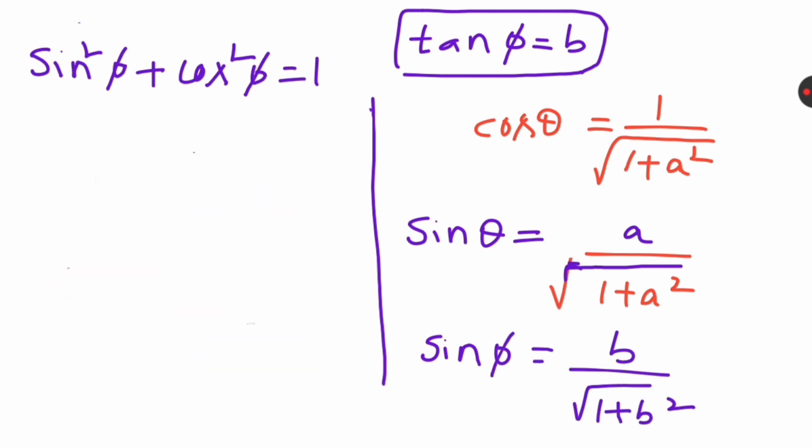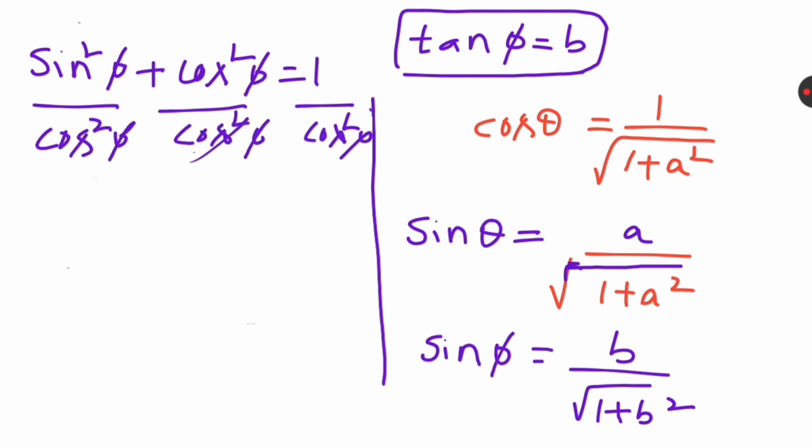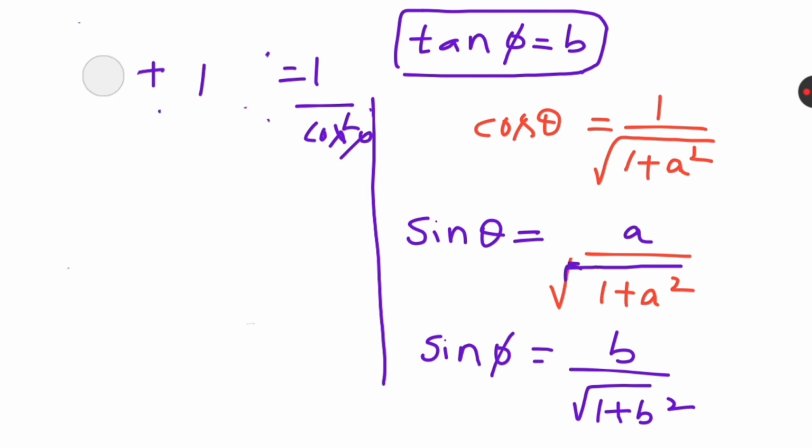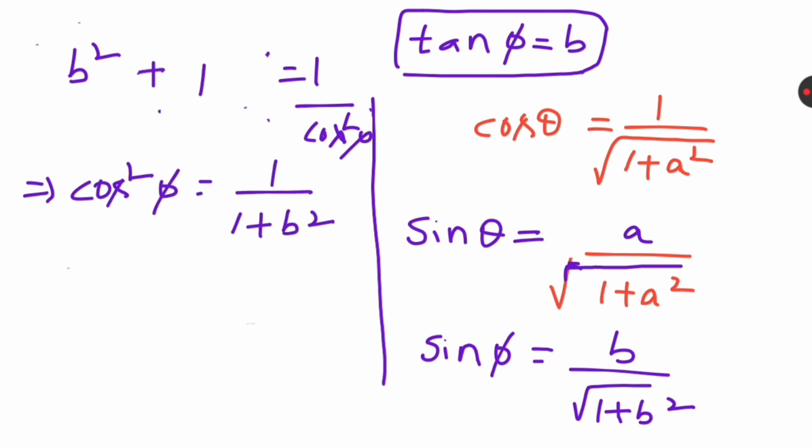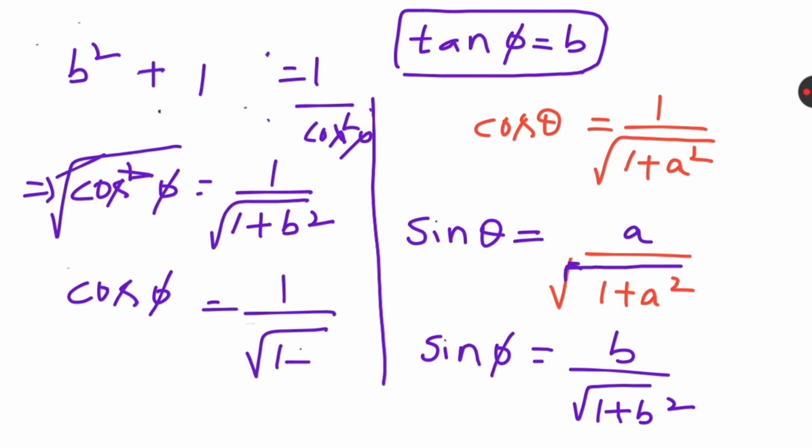In the same way, we are going to find the value of cos pi. So let's divide both sides by cos square pi. Here cos cancels, so we are left with only 1. Sin square pi over cos square pi is tan square pi. Tan square pi, the value is b power 2. So let's simply write this as b power 2. So from here we can say that cos square pi is 1 over 1 plus b power 2. We need cos pi, so let's take the square root on both sides. Then cos pi is equal to 1 over square root of 1 plus b power 2.